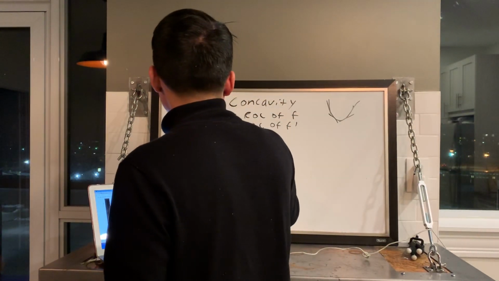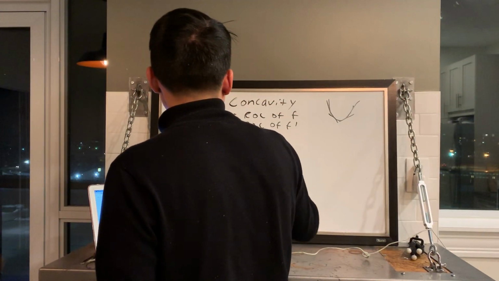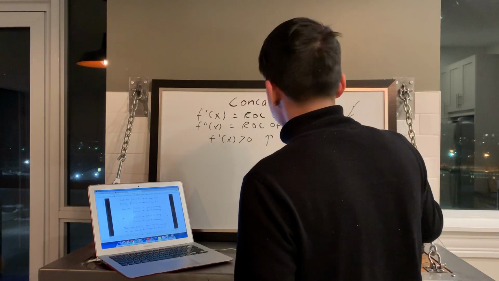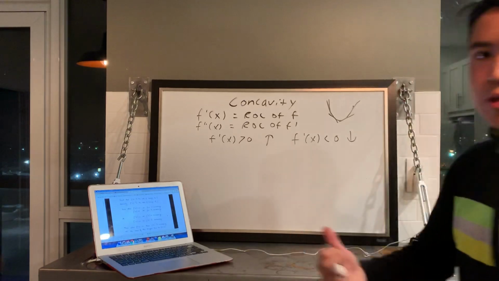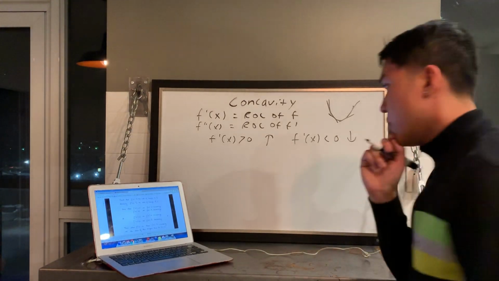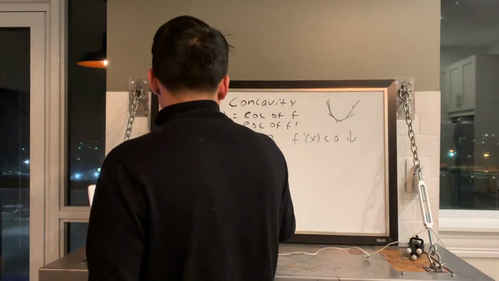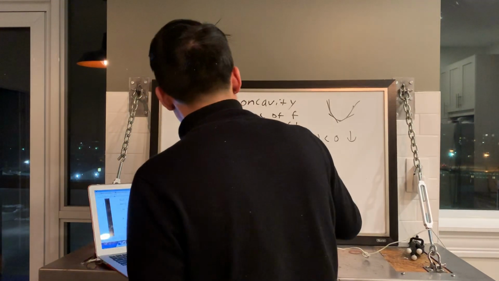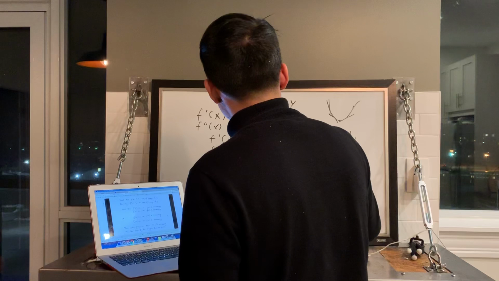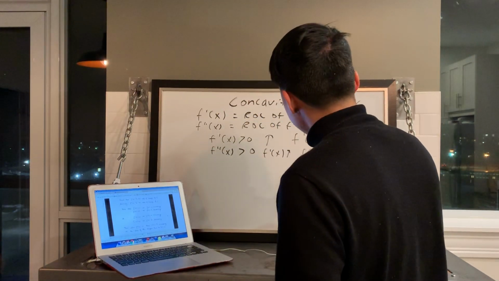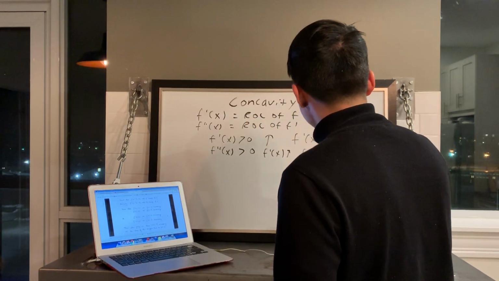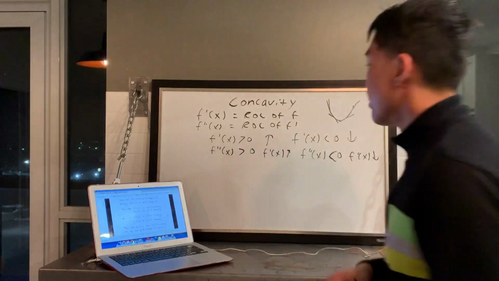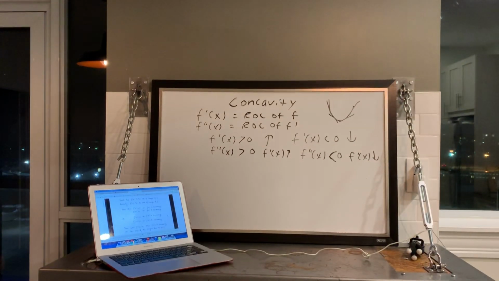So if f prime of x is greater than 0, we're increasing. And if f prime of x is less than 0, we're decreasing. So you can copy that down in your notes. And then if f double prime of x is greater than 0, that means f prime of x is increasing. If f double prime of x is less than 0, it's a less than sign, f prime of x is decreasing. Okay.